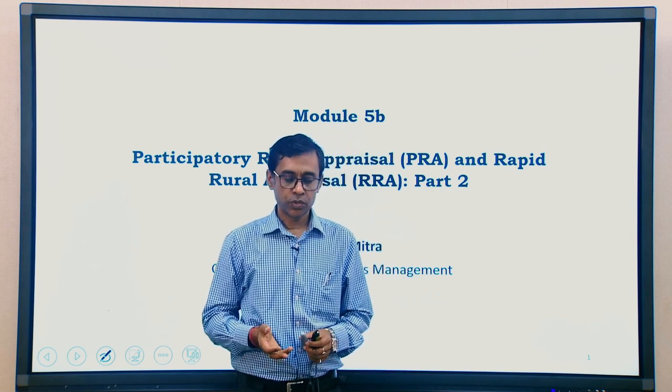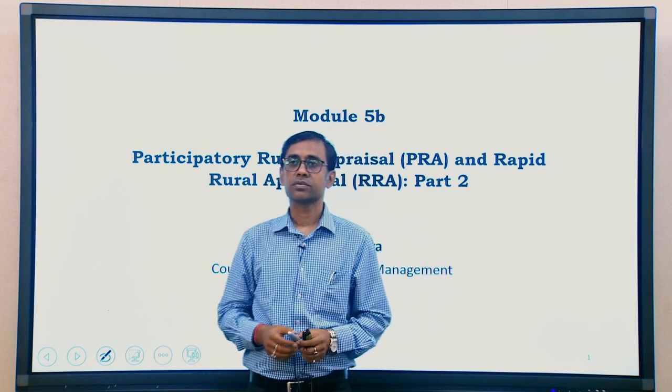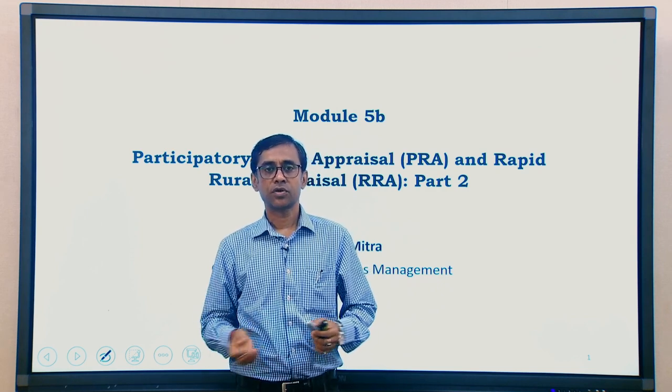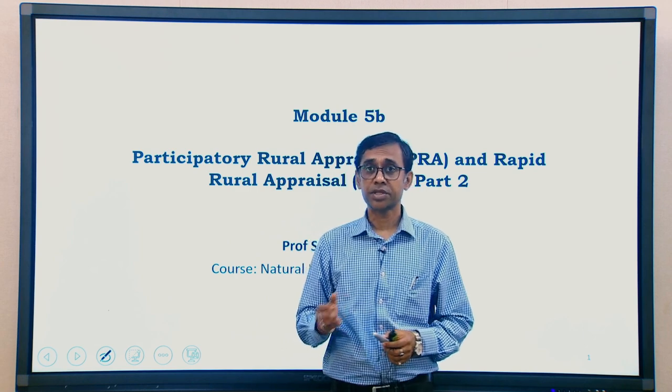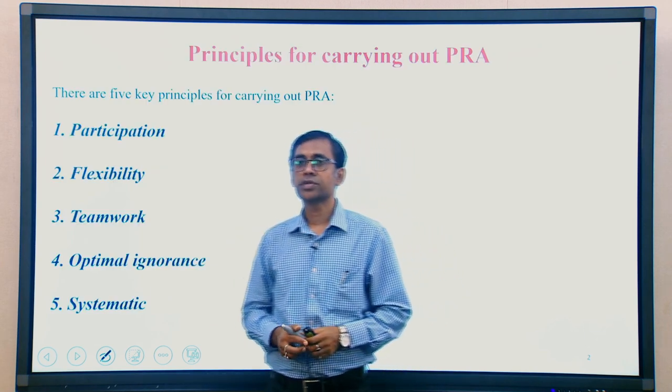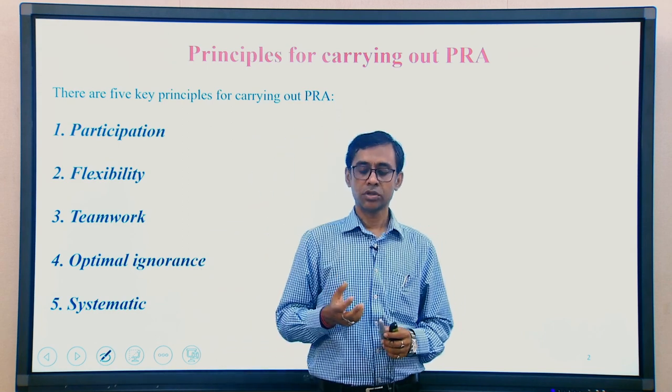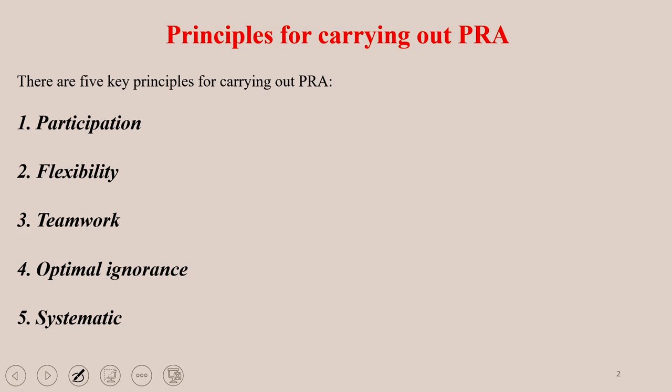So today we will continue from the last class where we were discussing the fundamentals of participatory rural appraisal and rapid rural appraisal. Today we will look into the various principles of carrying out participatory rural appraisal, and there are five key principles for carrying out this PRA exercise at the ground level. The first one is participation, then flexibility, good teamwork, and as I mentioned in the previous class, optimal ignorance, which is also quite important, and systematic follow-ups, or systematically carrying out various exercises. I will discuss each one of these five principles in detail.